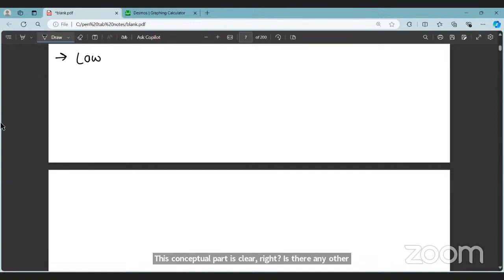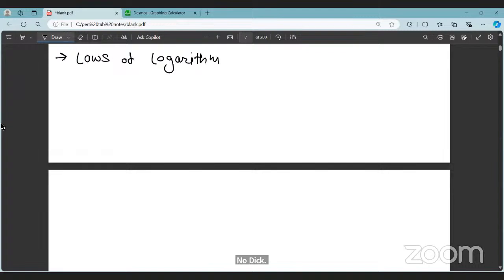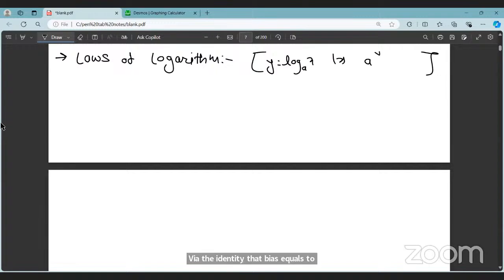Okay. So using these things, we derive some of the algebraic properties of logarithms. So let me state them. The laws of logarithm. This conceptual part is clear, right? Is there any other doubt for the graph and all? No, right? No, ma'am. So the laws of logarithm: you can easily prove all of them via this identity, that y equals log base a of x if and only if a to the power y equals x. So this identity you should always keep in mind.